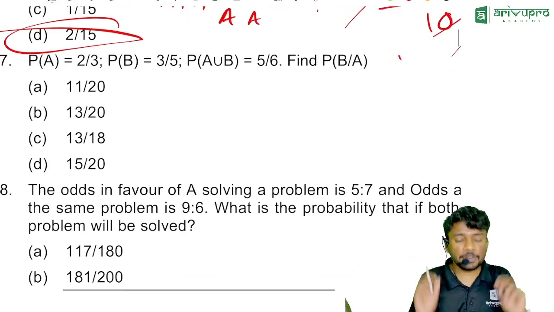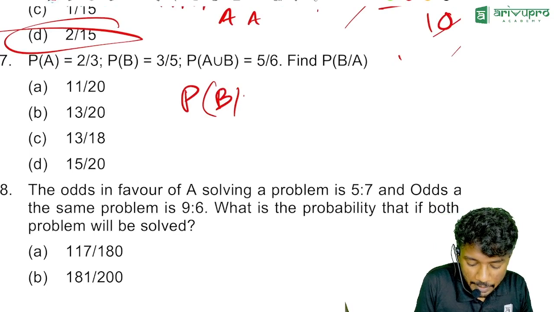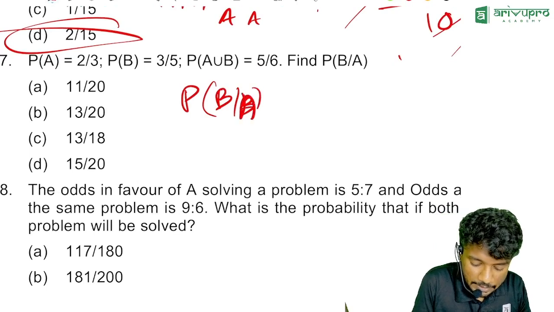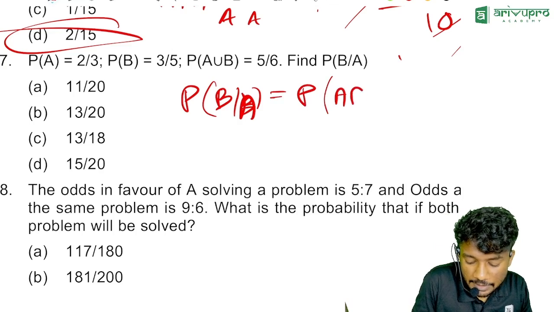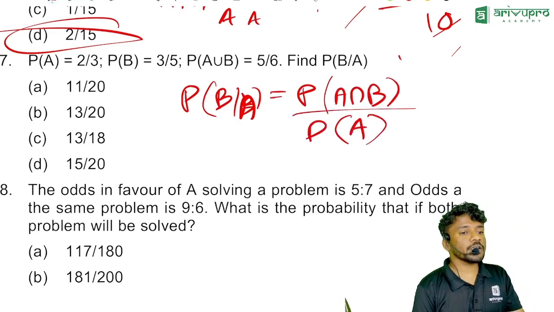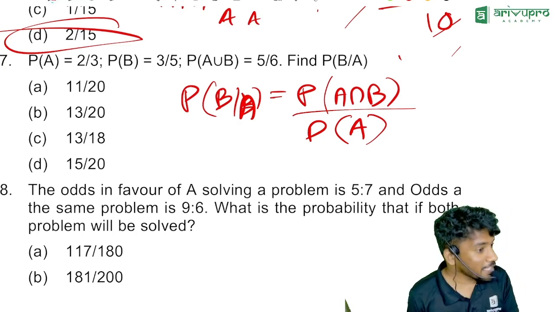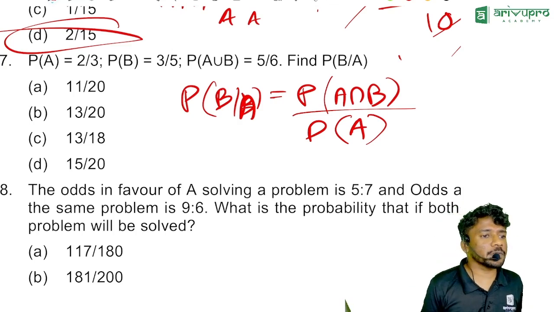Can you find it, people? What is the formula for A by B? P of A by B is equal to, B given A is equal to P of A intersection B divided by P of who is given? A is given. So A should come in the denominator. Then, do you know how to find A intersection B?